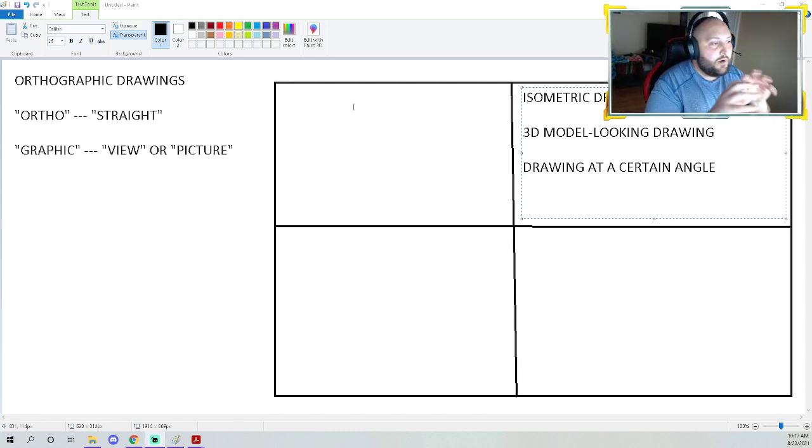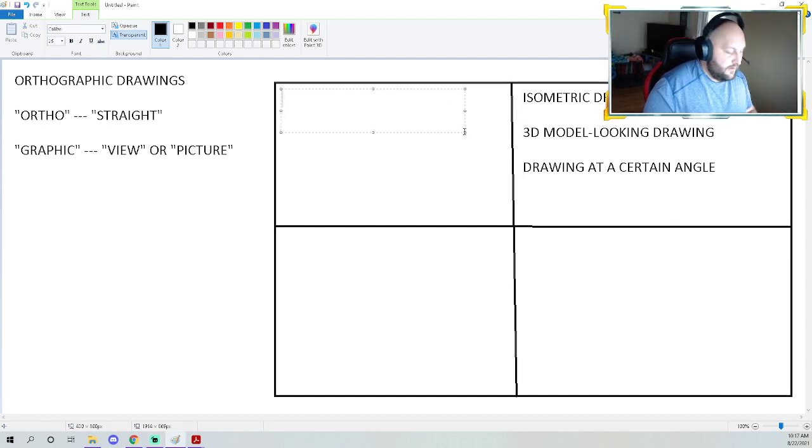All right, so what we're worried about is these 3 other ones. So in the top left, you're going to have your top view, or sometimes it's called the plan view. I call it the top view. Older textbooks call it the plan view. Interchangeable, T or P, just be mindful that it can be either one.